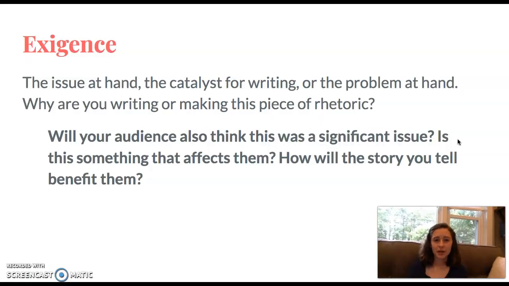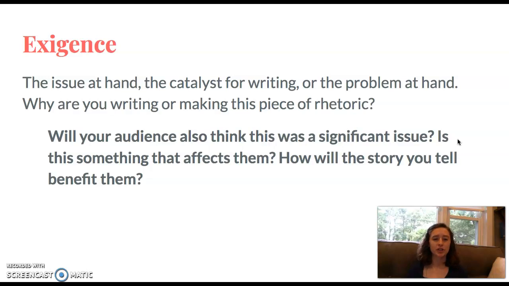The next thing you want to think about is exigence. Now, that's a big fancy word, but it basically just means the issue at hand, the catalyst for writing, or the problem at hand. So it's the why. Why are you writing or making this piece of rhetoric?